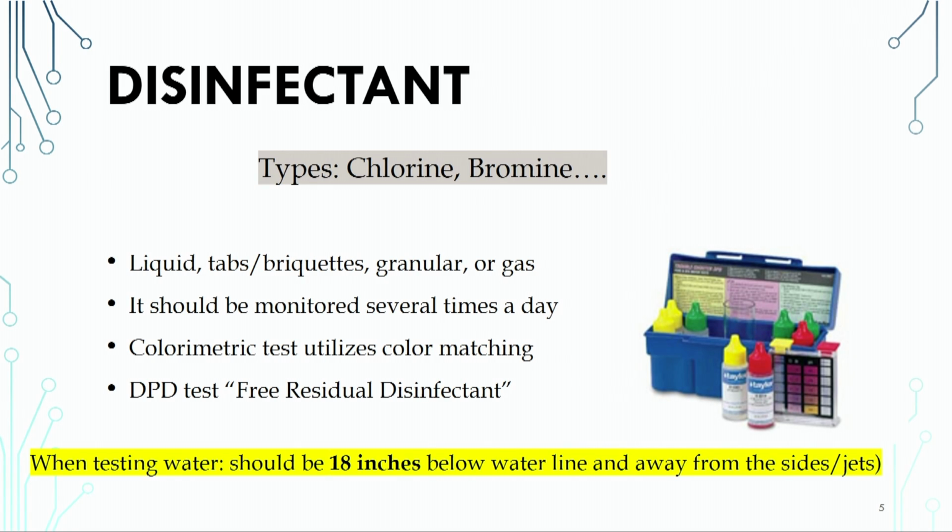You should use a colorimetric test that utilizes color matching for testing DPD or free residual disinfectant, which marks the amount of disinfectant in your water that is just floating around. When you're testing this, try to go as deep in the water as 18 inches from the water line, away from the sides, so that you get a more accurate and precise measure than what's on top. Other methods for testing this type of disinfectant include titrimetric or electronic testing.